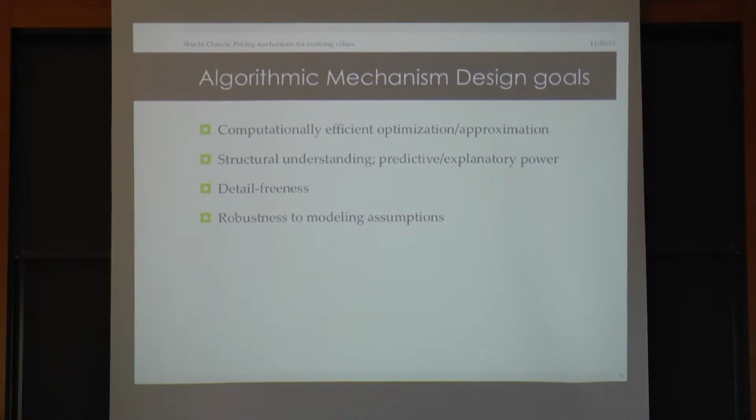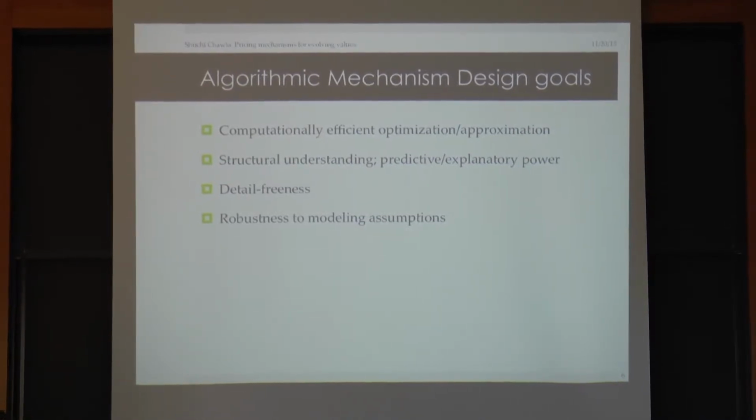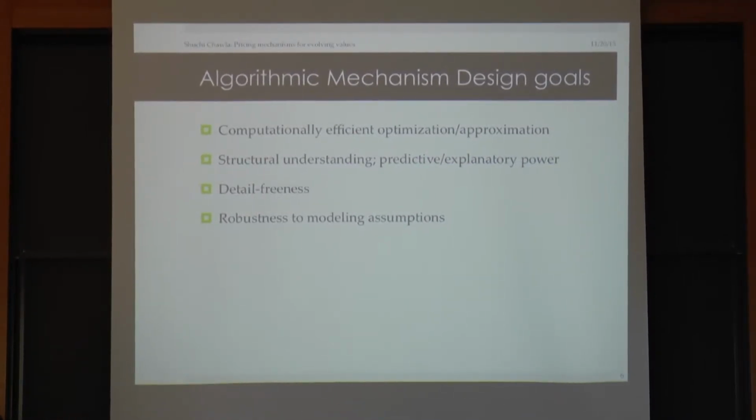And so there are results of the sort that there's a mechanism that approximates the optimal one over a large class, let's say, of distributions. So you're shifting your worst case analysis from worst case over instances to worst case over some large class of distributions. And in economics literature, this sort of property is called detail freeness, and that's another important consideration.